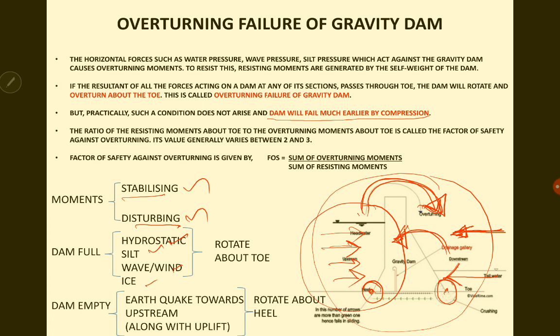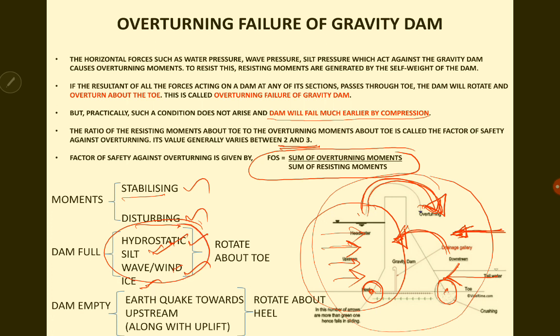The ratio between the resisting moment about the toe and the overturning moment about the toe is called the factor of safety against overturning. The value of the factor of safety must be about 2 or 3. So what is the FOS against overturning? It is the sum of the resisting moments divided by the sum of the overturning moments. The overturning moments can be caused by hydrostatic force, silt pressure, wave and wind pressure, and ice pressure. All these can be contributors to the overturning moment.